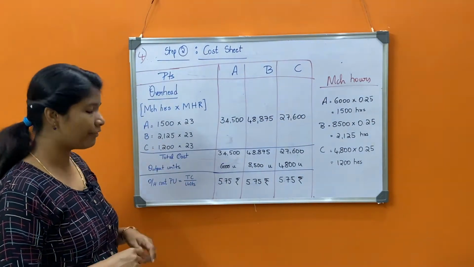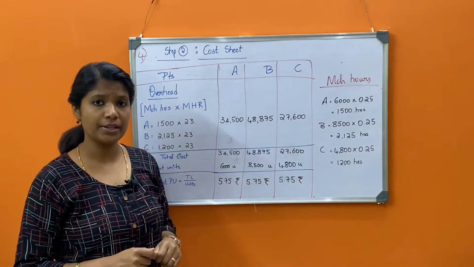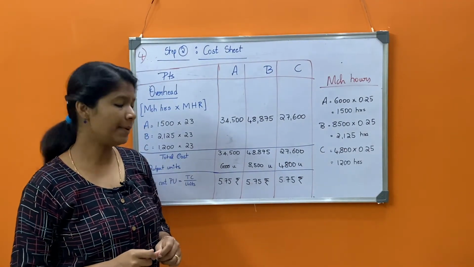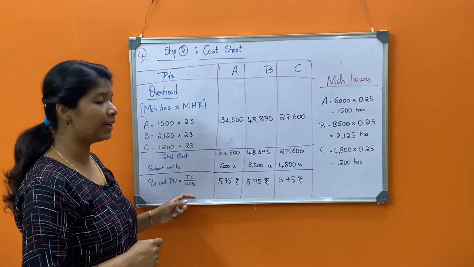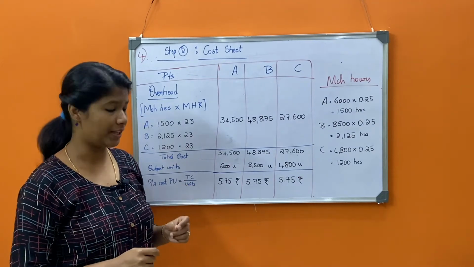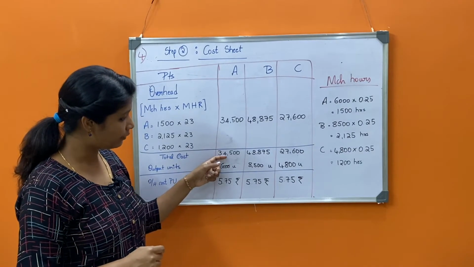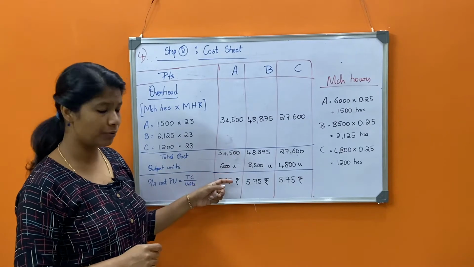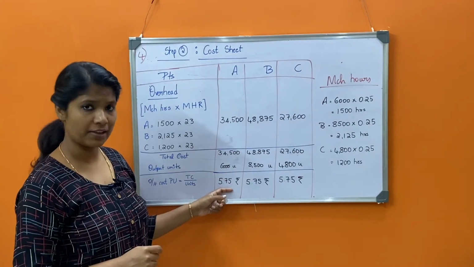Next, how do I find the cost per unit of each product? Total cost divided by the output units. The cost here is 34,500 divided by the units, we will get 5.75 rupees.